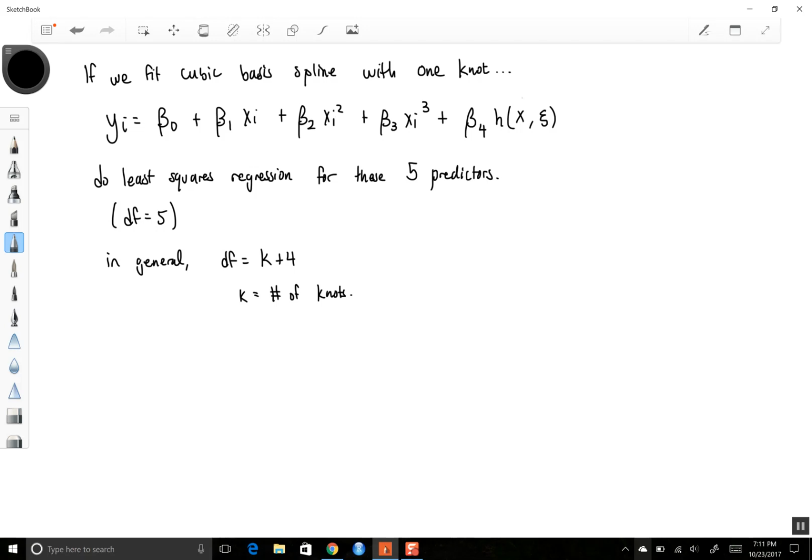So fitting least squares regression for something like this seems reasonable. Is that all right for a cubic basis spline? Yes. What does the truncated power basis evaluate to in this, the last term? That's just again x minus xi cubed, but only when x is greater than xi.